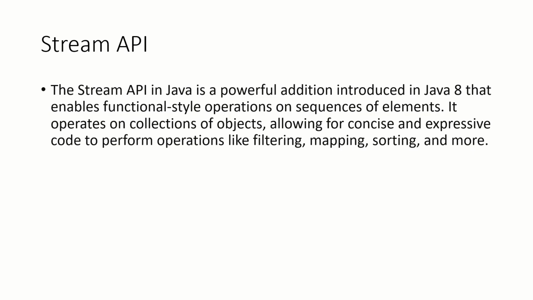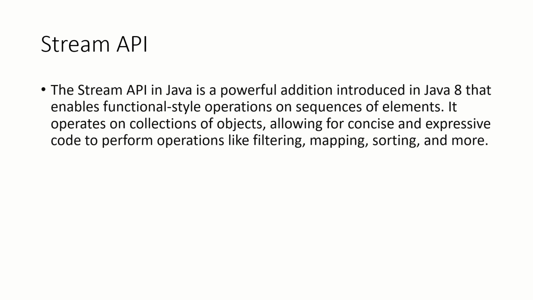So, what is a Stream API? The Stream API in Java is a powerful addition introduced in Java 8 that enables functional style operations on a sequence of elements. Make sure you remember this term: functional style operations on a sequence of elements. The Stream API helps us write code in functional style on a sequence of elements like lists or sets. This is the main agenda of the Stream API. It enables the functional style of coding on a sequence of elements.